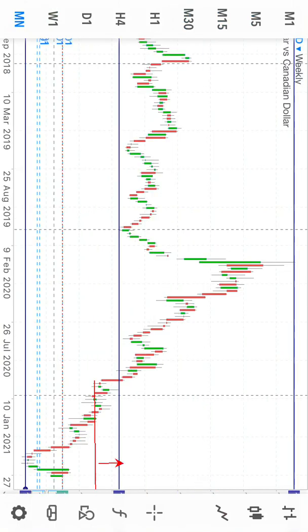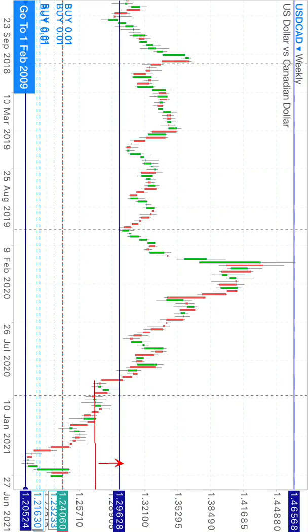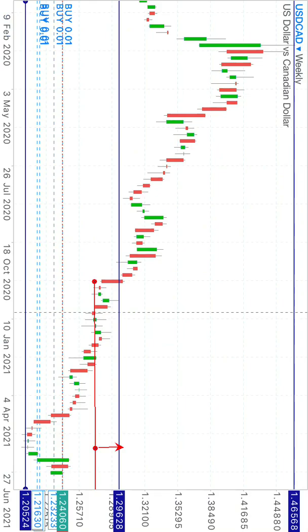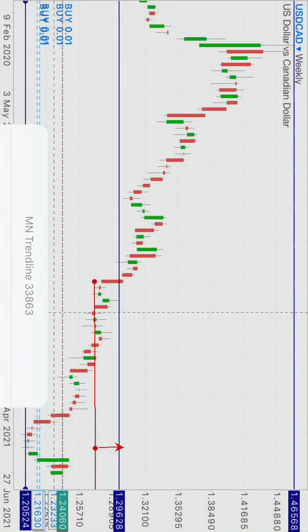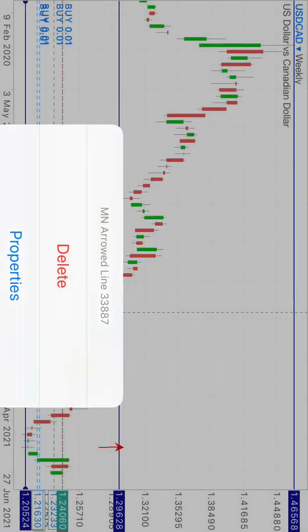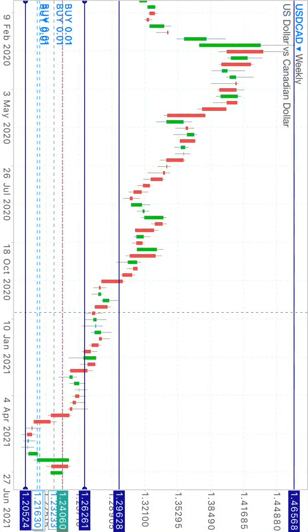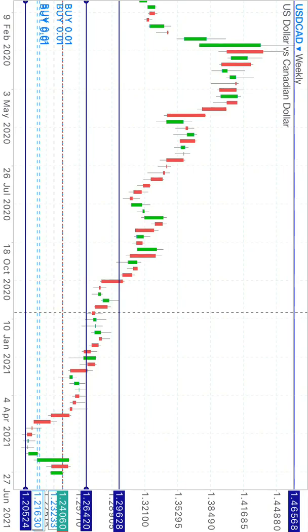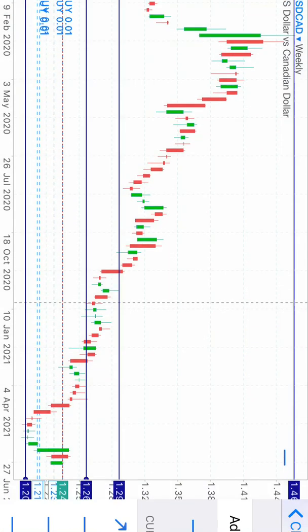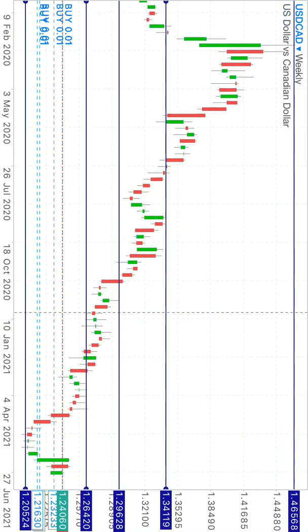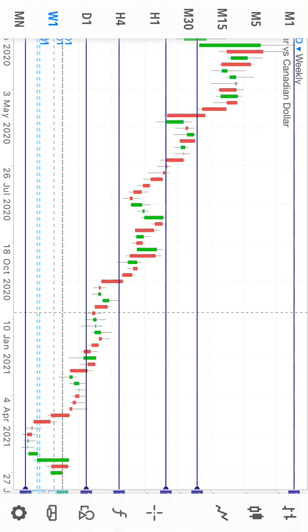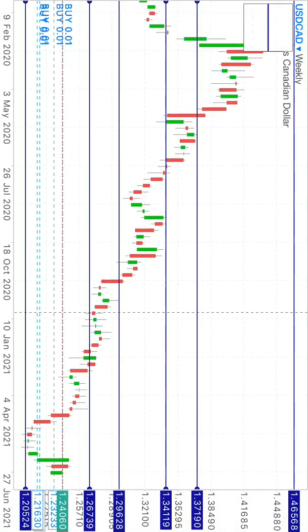And then moving to a weekly chart. On a weekly I will also be identifying all my obvious support and resistance, right?